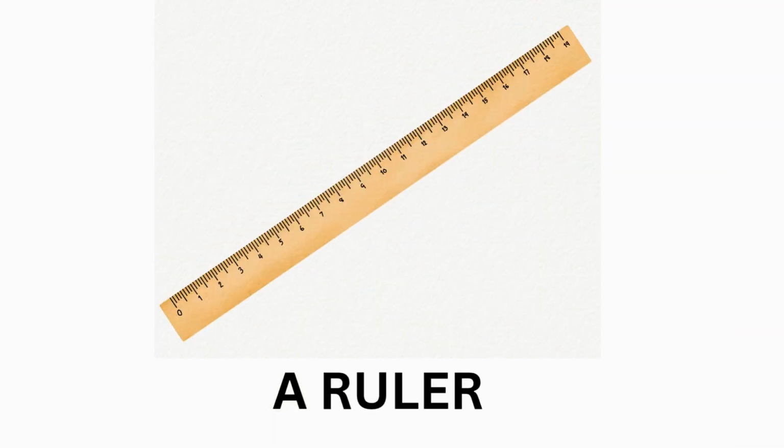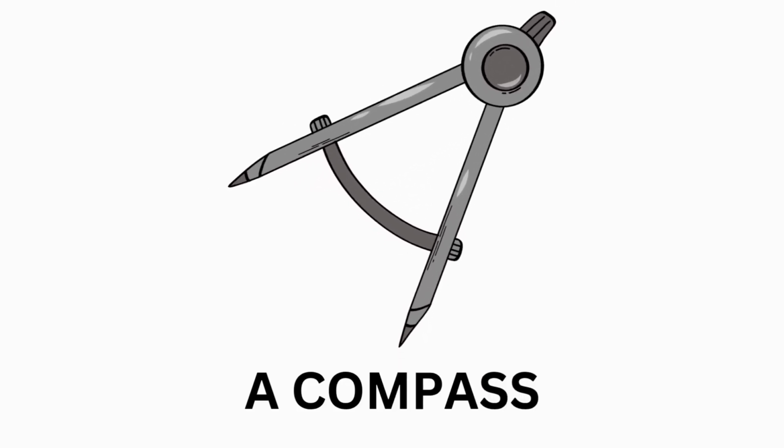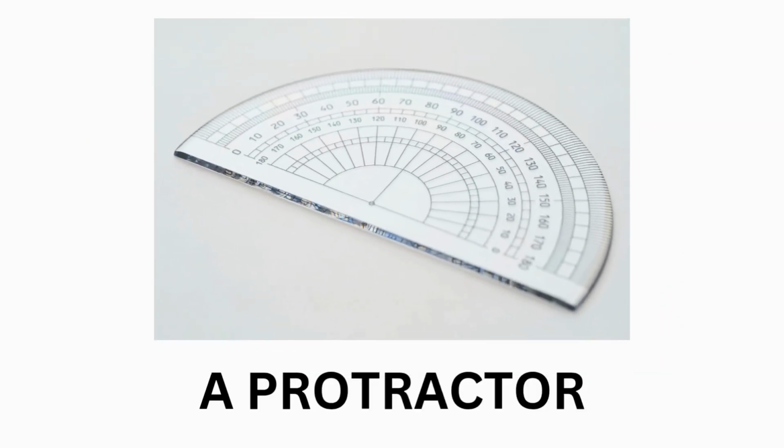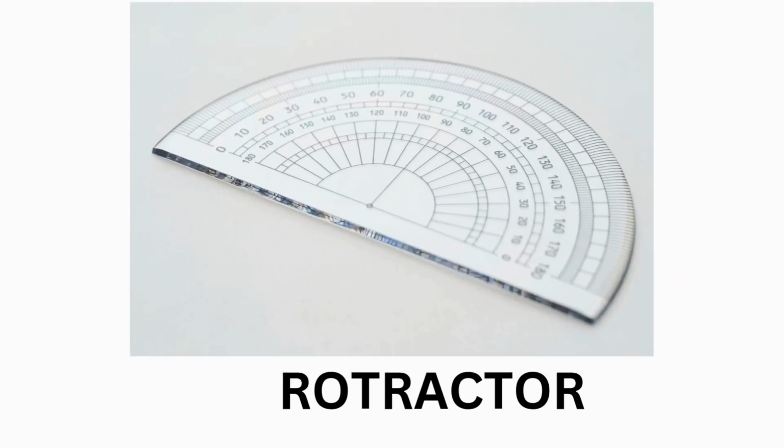This is a ruler. A ruler. We draw straight lines with the ruler. This is a compass. A compass. We draw circles with the compass. This is a protractor. A protractor. We measure and draw angles with the protractor.